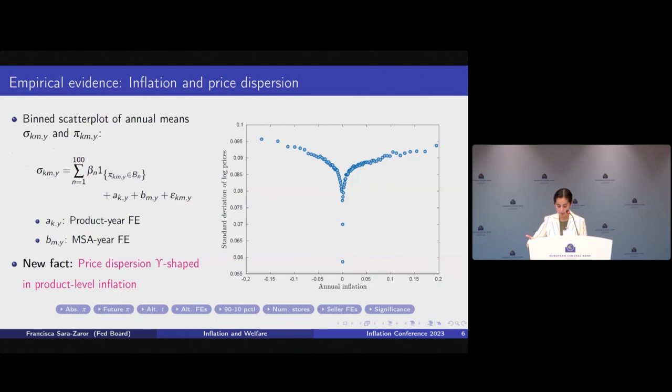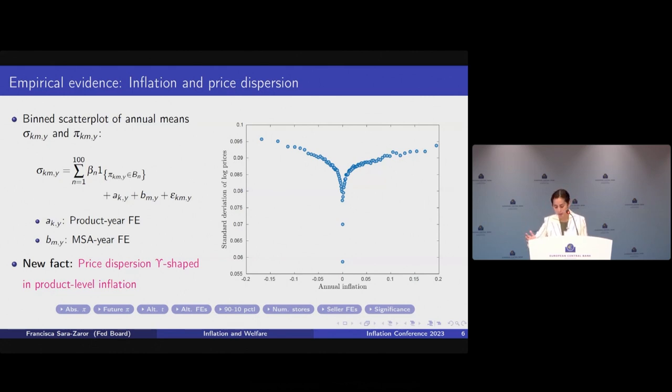As robustness, one of the robustness exercises that I carry out is to control for several sources of heterogeneity among products and also metropolitan statistical areas simply by adding product year fixed effects and MSA year fixed effects. And even after controlling for all these sources of heterogeneity, you still get this pattern in the data. I carried out several robustness checks, and the figure is still there.